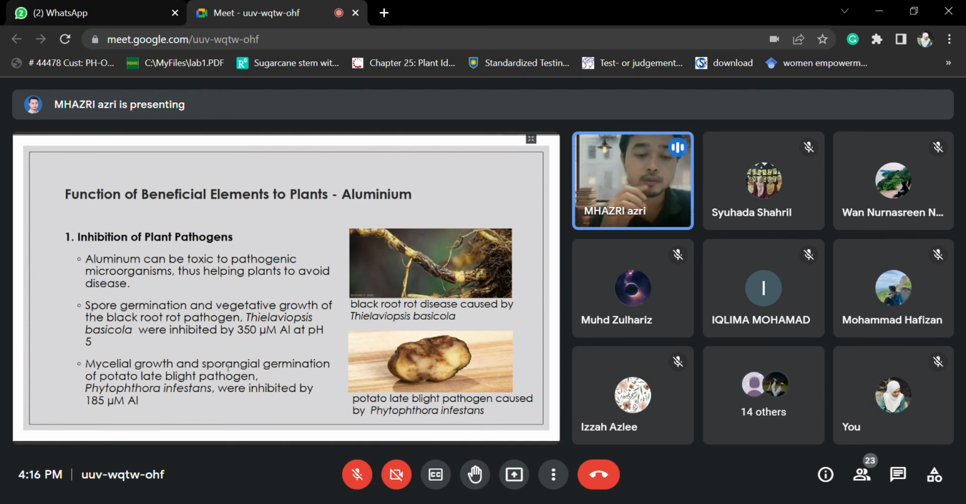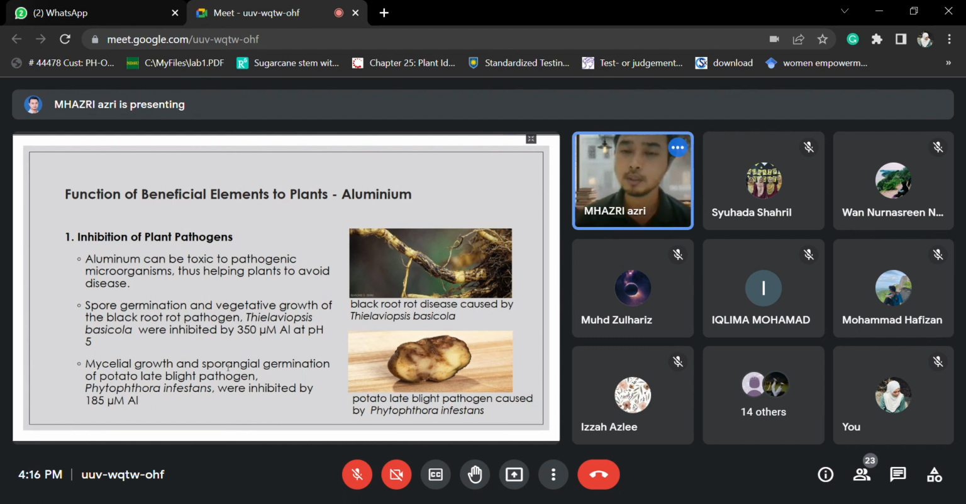So Phytophthora adalah pathogenic fungus. So when plant is attacked by this Phytophthora, kita panggil kanker pokok. Kanker pokok tu disebabkan oleh Phytophthora. Pathogen Phytophthora ni juga dia punya resistance to aluminium sangat rendah. Dia boleh dicegah dia punya growth when we apply aluminium at 150 micromolar. So these two pathogens are very sensitive toward aluminium.